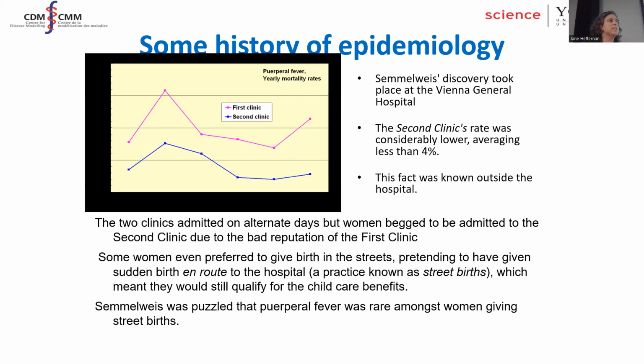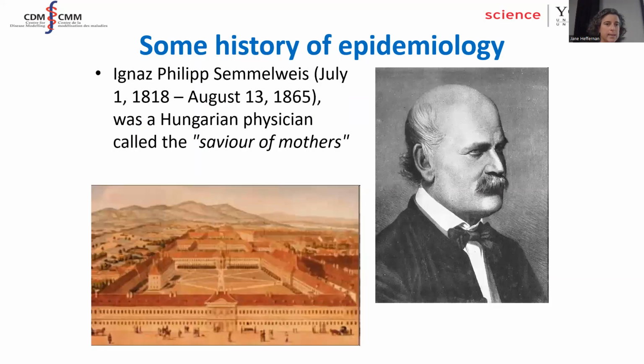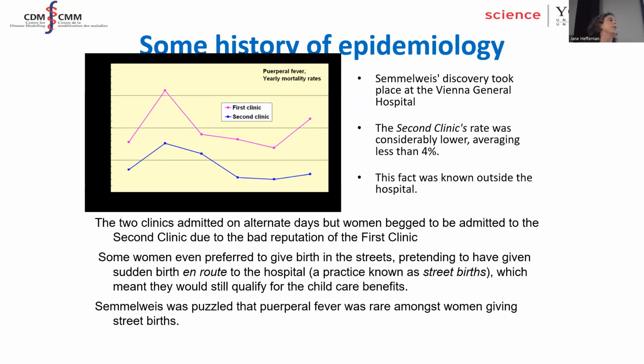And they had two obstetric wards in the hospital. One was run by midwives and one was run by doctors. And this is in the 1800s. So who were the midwives and who were the doctors? Men were the doctors and women were midwives.